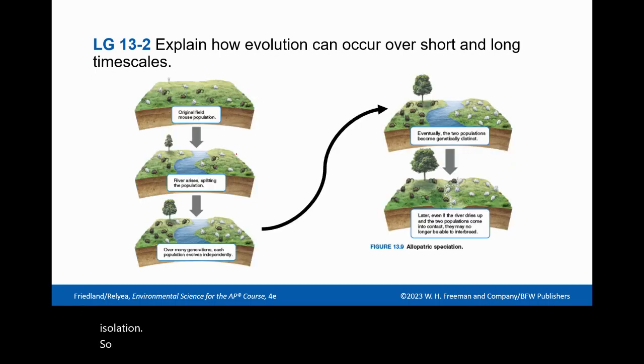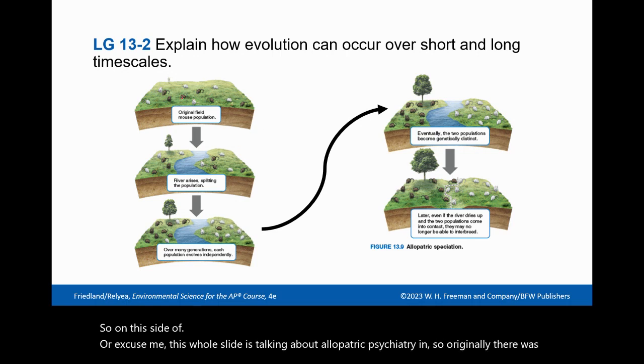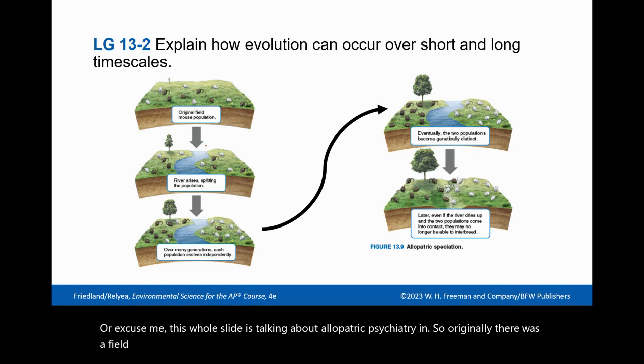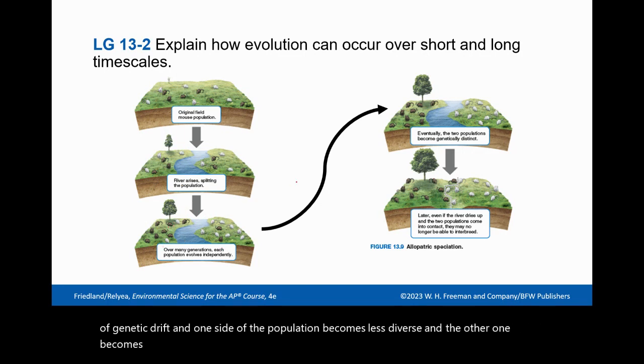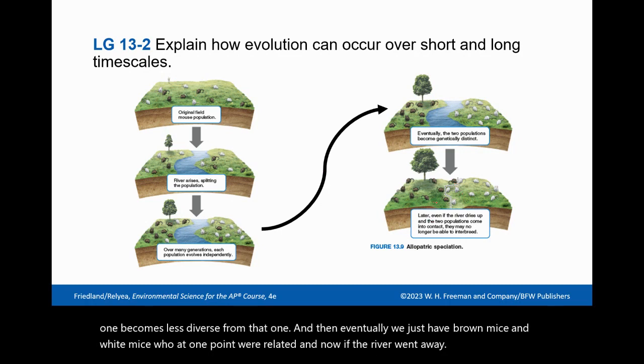So this whole slide is talking about allopatric speciation. Originally there was a field. If a river decides to split the field, thus splitting the population, and then we get into a little bit of genetic drift, and one side of the population becomes less diverse, and the other one becomes less diverse from that one, and then eventually we just have brown mice and white mice who at one point were related, and now if the river went away, these two populations would still be very different.